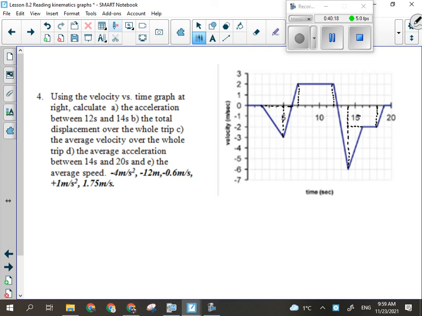Okay? Everywhere where the object is moving, it will have a displacement. And that displacement is calculated by taking the average velocity, that would be the height, over 2 for a triangle, or just the height for a rectangle, okay, times the base, which is the time. That's what we're going to start out with tomorrow.